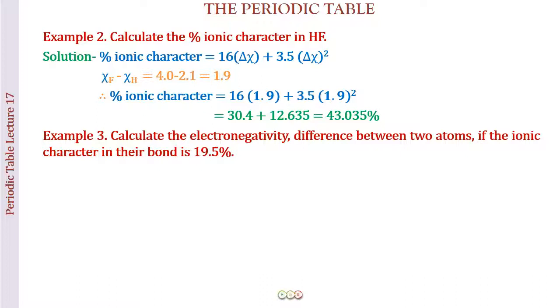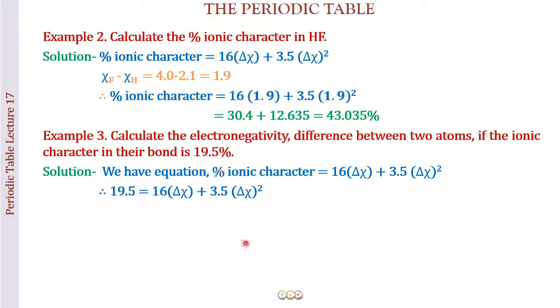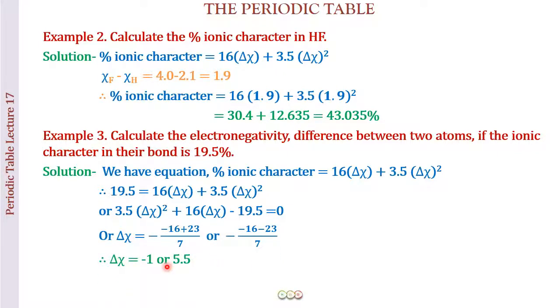Next, we have to calculate the electronegativity difference between two atoms if the ionic character in their bond is 19.5%. The equation you already know now. Just put the values, solve the quadratic, and you will get the Δχ values to be -1 or 5.5. Right? So again, I'm telling you, these are just the approximate values that you get. When the maximum electronegativity value, that of fluorine, is just 4, this value cannot come as 5.5, but this is coming. So these are just approximate ideas, nothing more than that.